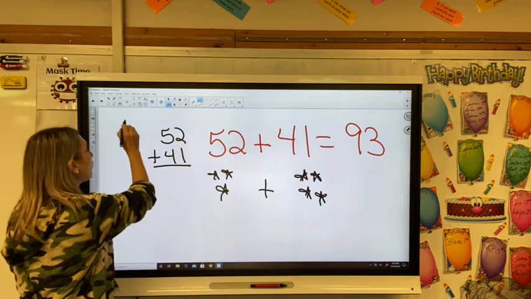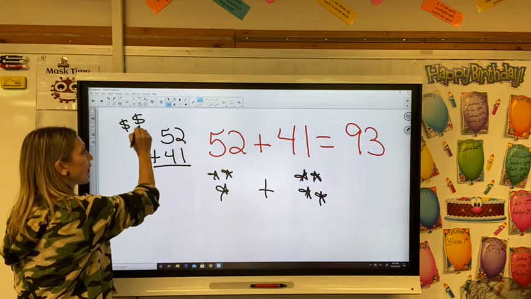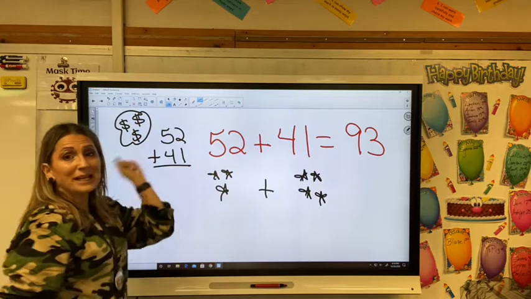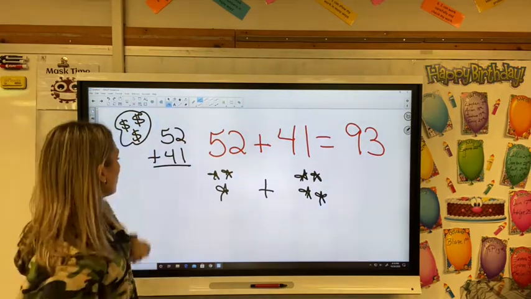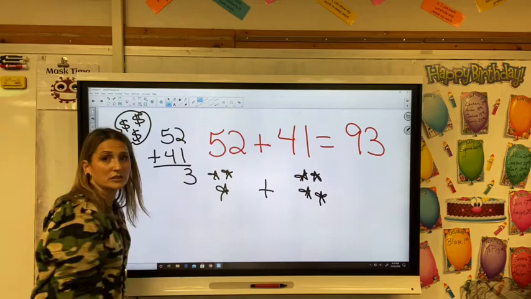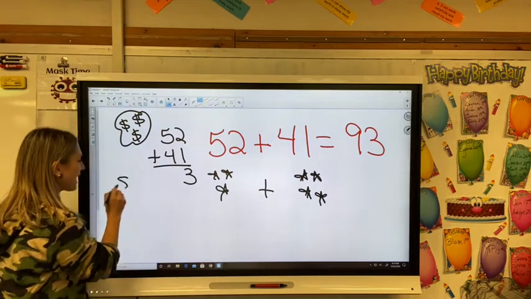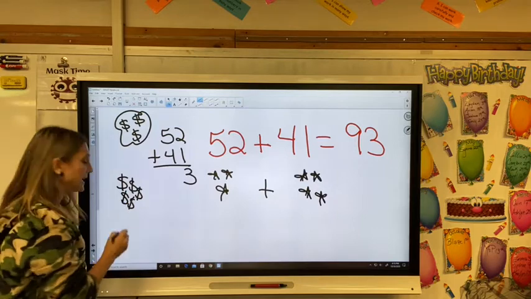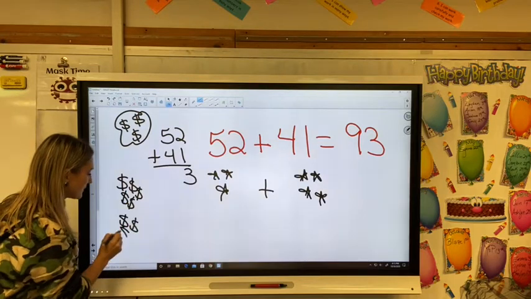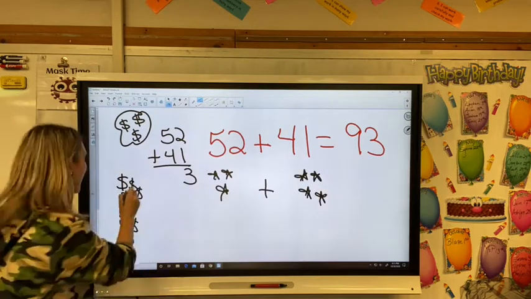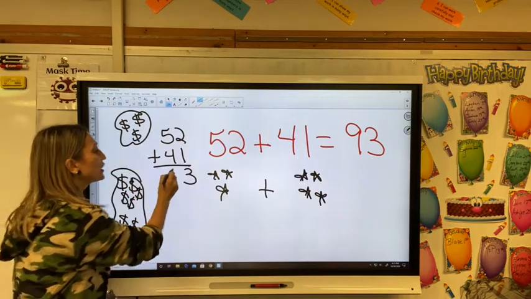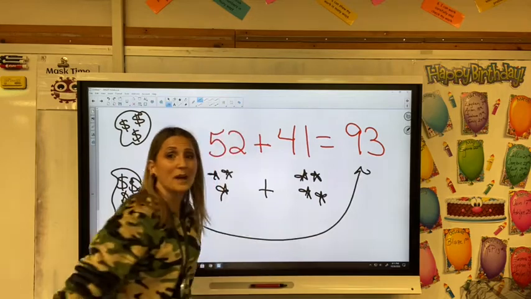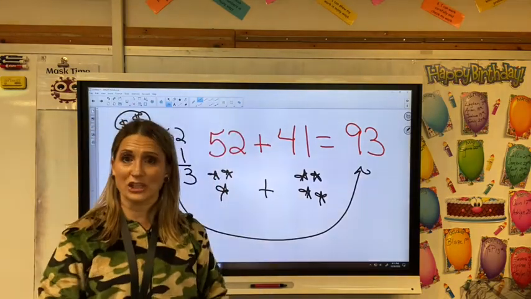I have $1, $2. Mrs. P gives me another $1. How many dollars do I have in all? Well, I have $3. Then I said I have $5, and I'm going to give you $4 more. How many dollars do you have in all? You said 9. And that's the way your teacher showed you how to use addition.